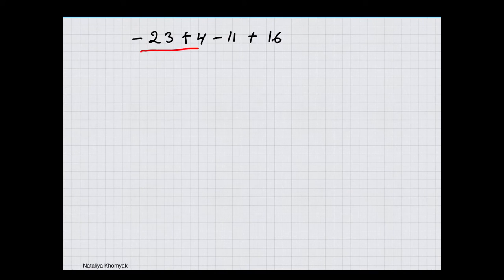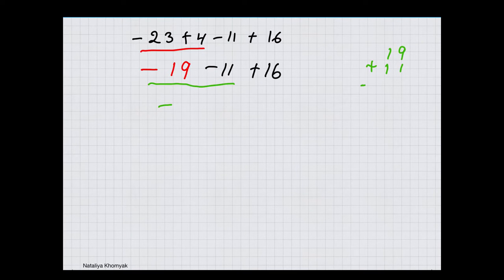Next up we have -23 plus 4 minus 11 plus 16. So the first two numbers we work with are -23 and +4. Different signs, we'll look for the difference. We have more negatives. The difference between 23 and 4 is 19, minus 11 plus 16. Next up we have -19 minus 11. Same sign, we calculate the sum, and the sum will be negative.